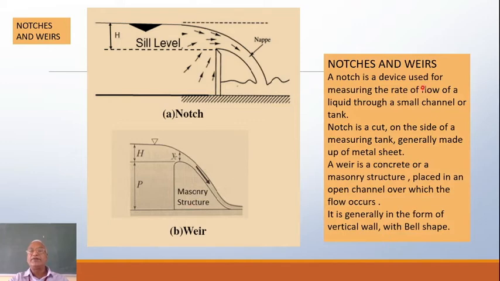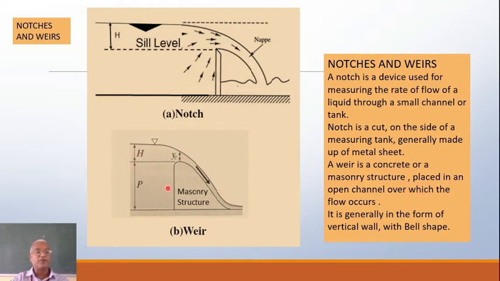A notch is a device used for measuring the rate of flow of liquid through a small channel or a tank. Here this is important: small channel. I told you the range, something like less than a meter. If the width of the channel is small, you can use it. A notch is a cut on the side of a measuring tank, generally made up of metal sheet. A weir is a concrete or a masonry structure placed in an open channel over which the flow occurs.